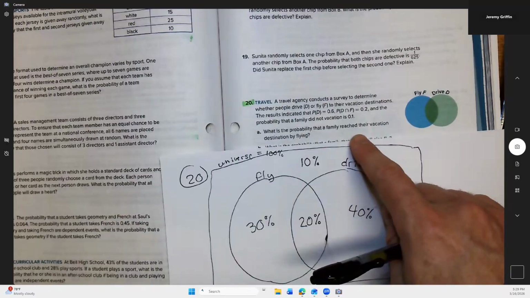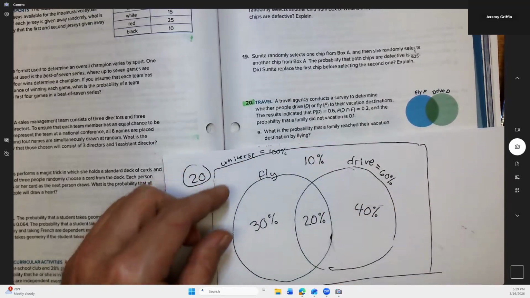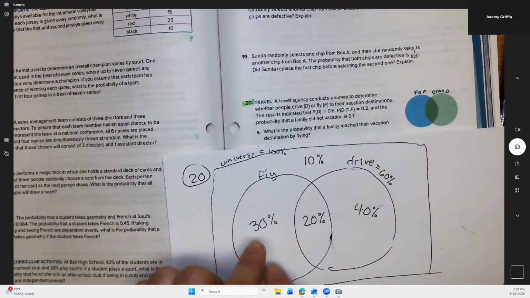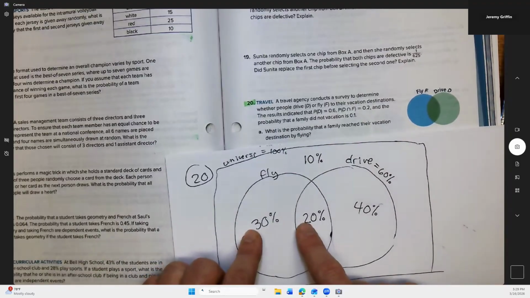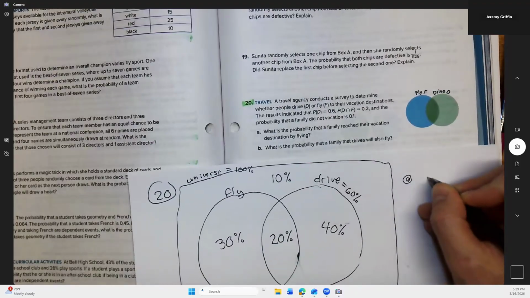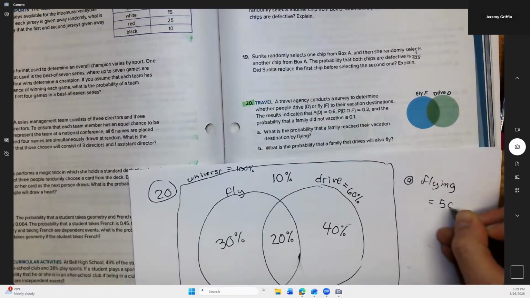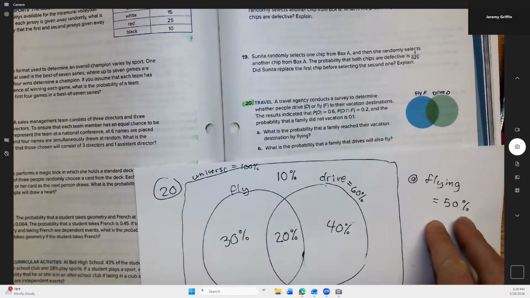But what was the question again? Reach the destination by flying? Now, if I'm interpreting by flying, I think it's this entire circle. So it could be strictly flying or flying and driving. So I'm going to say that's 50%. I'm going to call it 50%. And let me check the teacher's guide to make sure I'm not off base here.